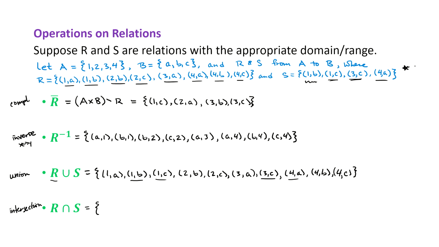So notice 1B is in both the 2 relations, so we'll write down 1B. 1C is not in R, so we won't write it down. 3C, not in R, so we won't write it down. 4A is in R, so we will write down 4A. And that's it in terms of intersections. Now notice, everything we just did right here was with respect to sets. You can do all of the same stuff with both the matrices as well as the digraphs.